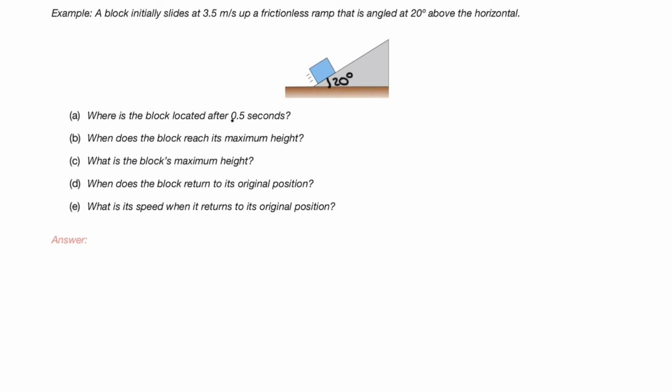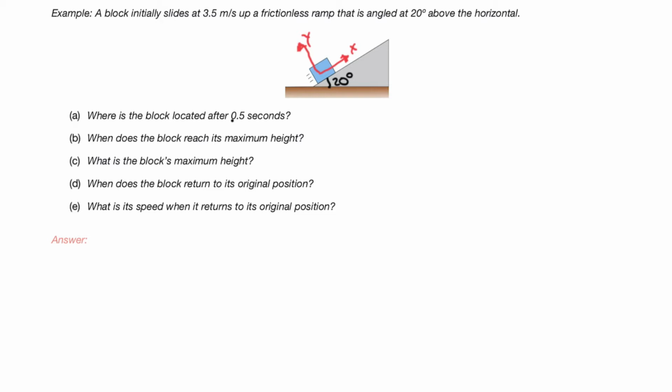Now let's go ahead and choose our coordinate system. This is a rare situation where I won't have my y point up and I won't have my x point horizontally. What I'll choose is my x coordinate to point up the ramp and my y coordinate to point perpendicular to the ramp. The reason for this choice will become clear in just a second when we examine the kinematic variables. Well, let's go ahead and look at the kinematic variables.